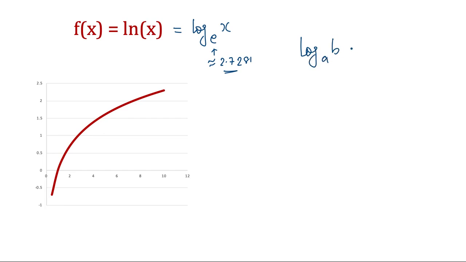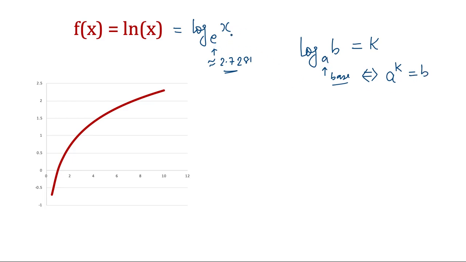explain here. So log_a b, so here a is the base. If let's say this value is k, then that means that a raised to the power of k is equal to b.